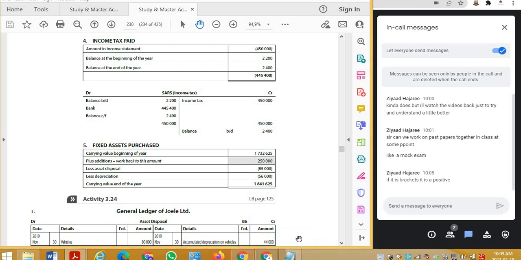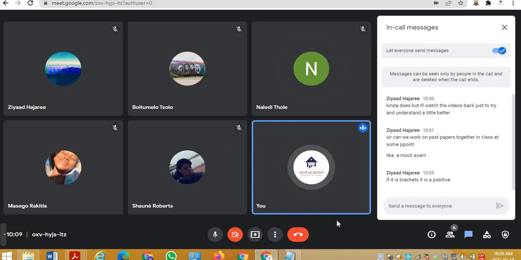Guys, please go through as many of these activities. I'm telling you, when it comes to cash flow statements, it's all about practice, because you're thinking a little bit differently, you know what I mean? So you have to practice when it comes to this.